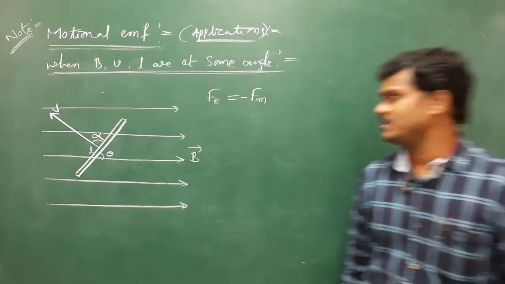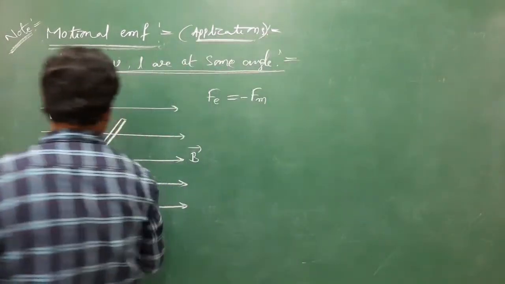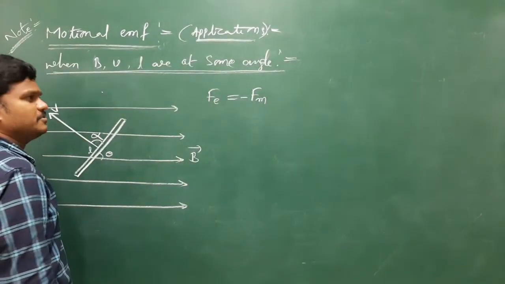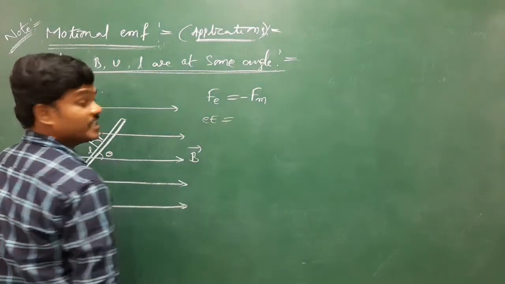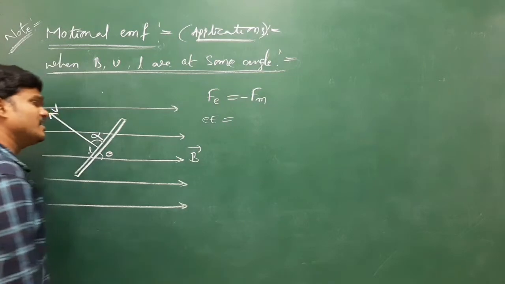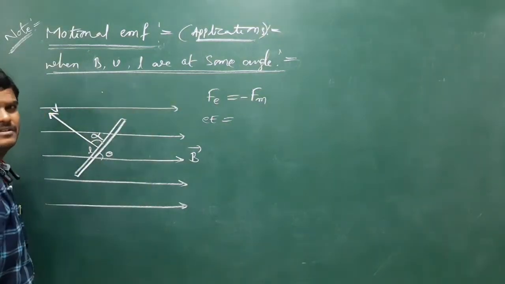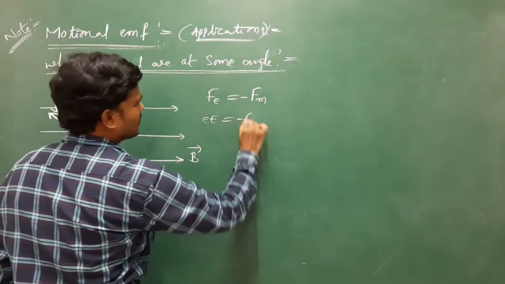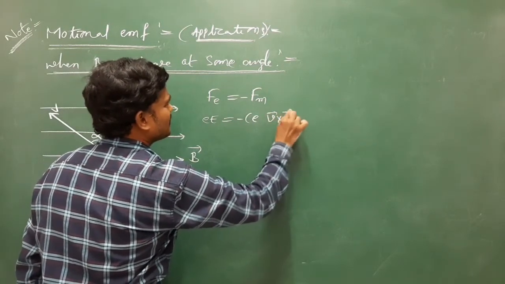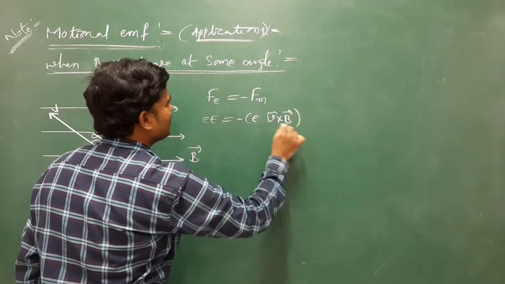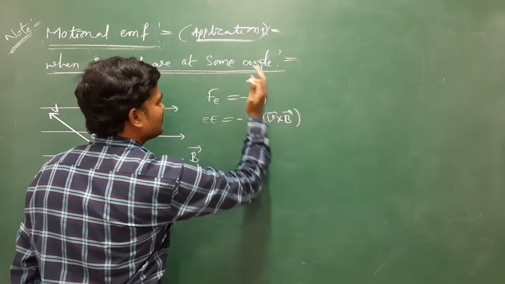They are equal and opposite. Once Fm is acting down, Fe is acting up. Otherwise you can take the magnitude, so that's not a problem. Here E I'm writing in vector form. If all are perpendicular, we can write EVB, but they are not perpendicular. E equals V cross B, because there will be an angle between V and B.